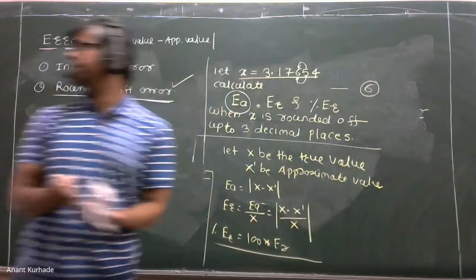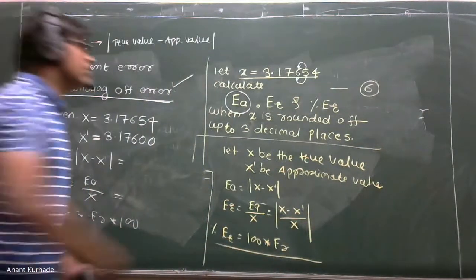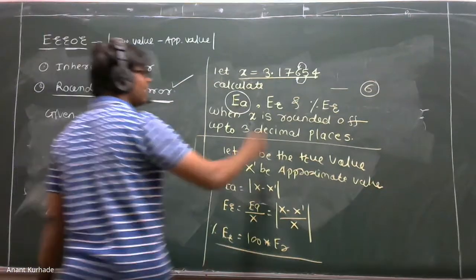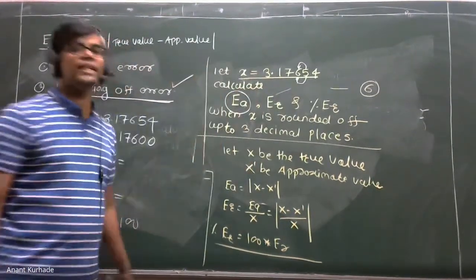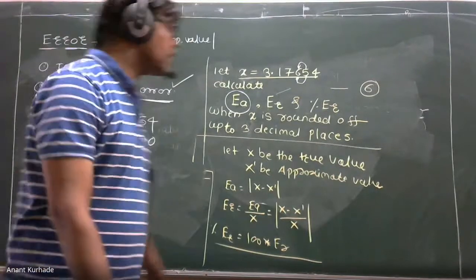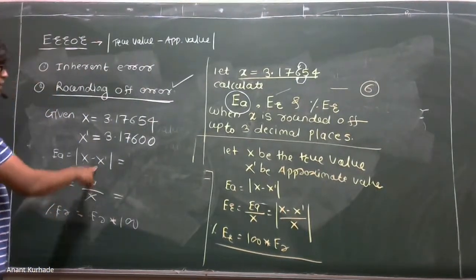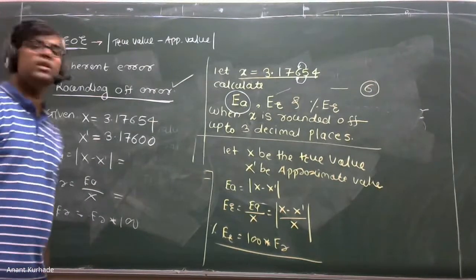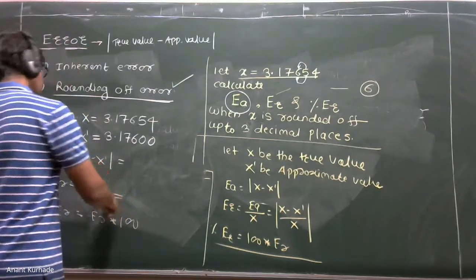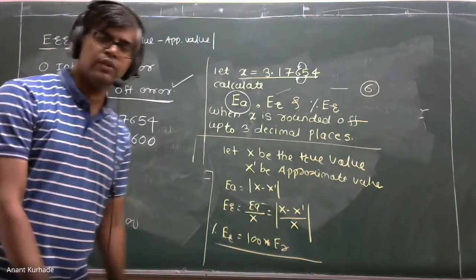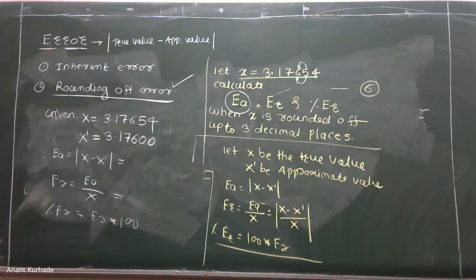You can be given any number and asked to calculate ER. They can directly ask you ER, not EA. So x minus x dash upon x. Now, what is the answer here? X minus x dash is 0.00054, divided by x, 3.17654. Tell me the answer.